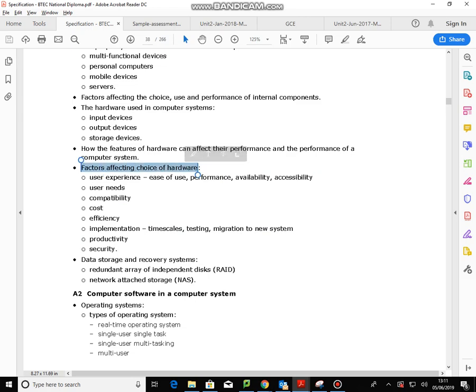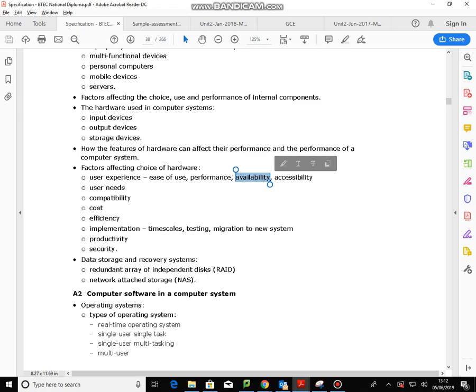So in a typical exam question, you might be asked to consider what are some of the factors that might affect your choice of a particular, let's say, computer. So it will stand to reason that you would explain about the user experience, talking about how easy would it be for the user to use it, the performance factor that they require from it, availability in terms of how easily available is it, the particular device, and is it always going to be reliable.